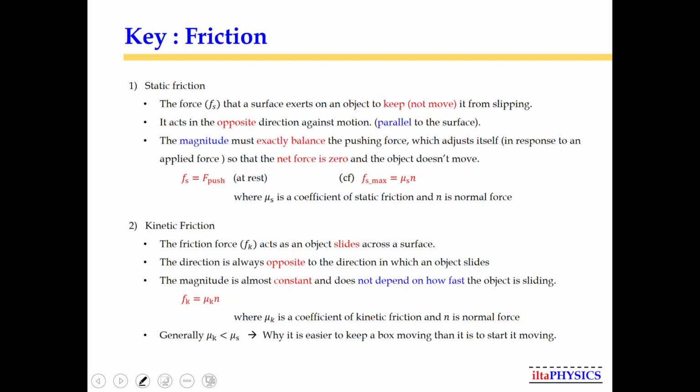Therefore, if we push an object with a force greater than the kinetic friction, the object accelerates and slides by the amount of that difference. A cool fact is that kinetic friction doesn't depend on the speed of movement. It only depends on the normal force. Also, since kinetic friction is usually smaller than static friction, it takes less force to keep an object moving than it does to get it started from a stop. Now let's solve some basic types of friction problems together.